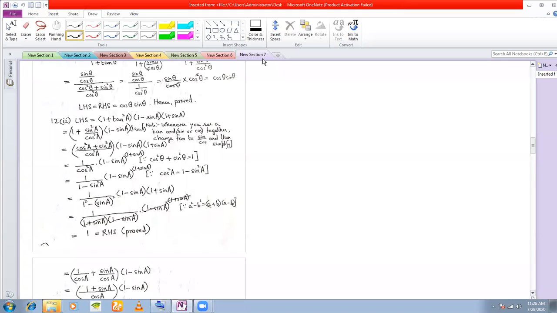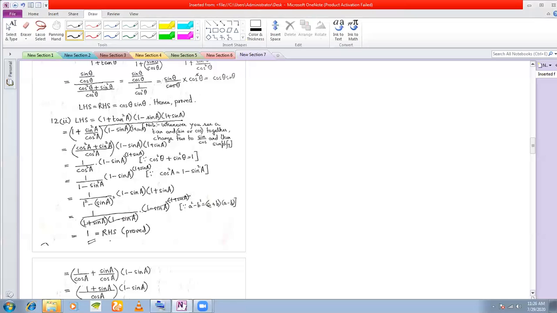Now there are some smaller techniques which I will discuss when I'll be doing the problems. Let us consider 12 part 2, this problem. In this problem, you need to prove that 1 plus tan square theta into 1 minus sine theta into 1 plus sine theta is equal to 1.